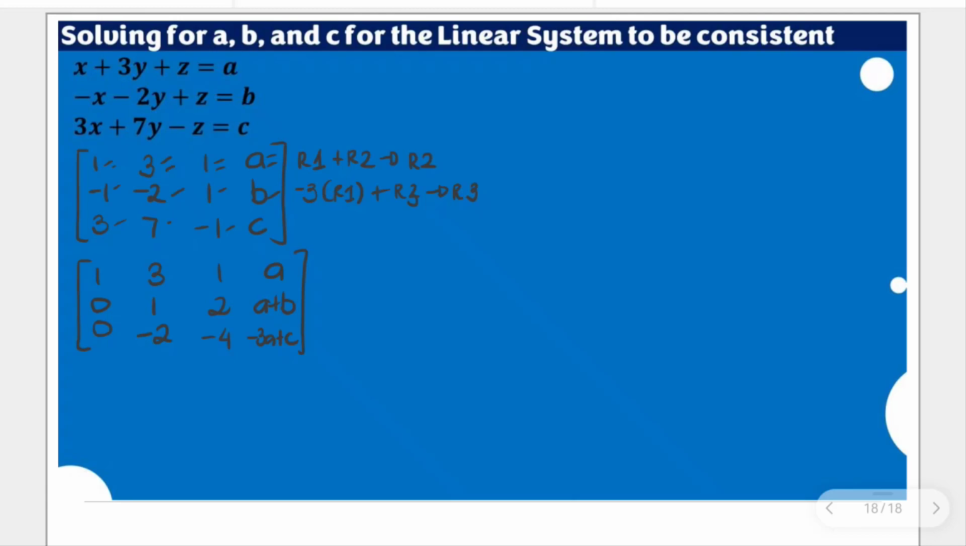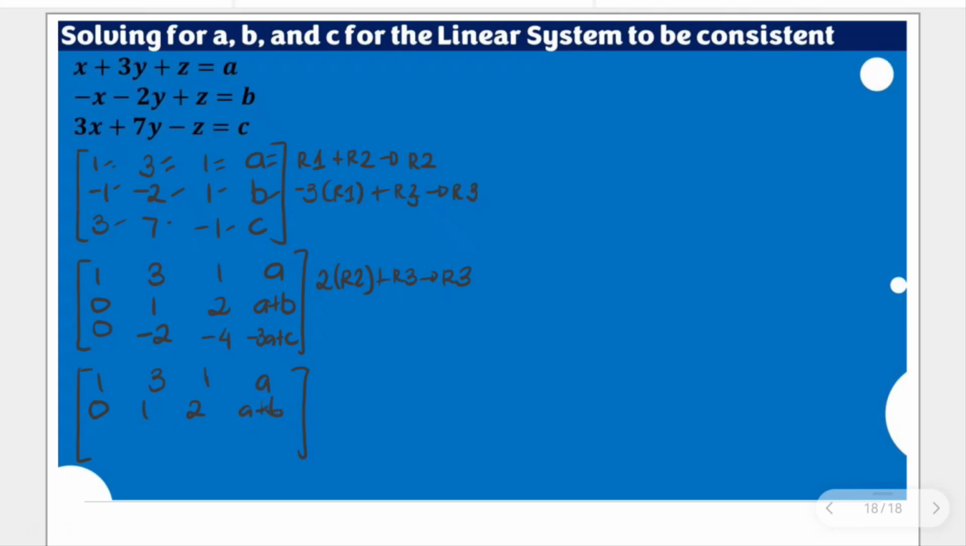Next, since this is already a leading one, let's make this 0. So we could have it here, multiply 2 to row number 2 plus row number 3 to have a new row number 3. That's it. You have 1, 3, 1, A. The next row, 0, 1, 2, A plus B.